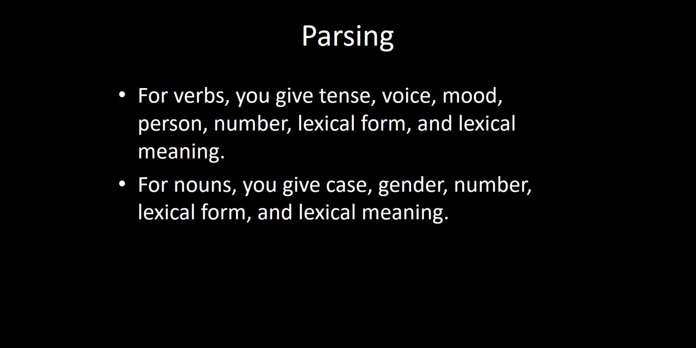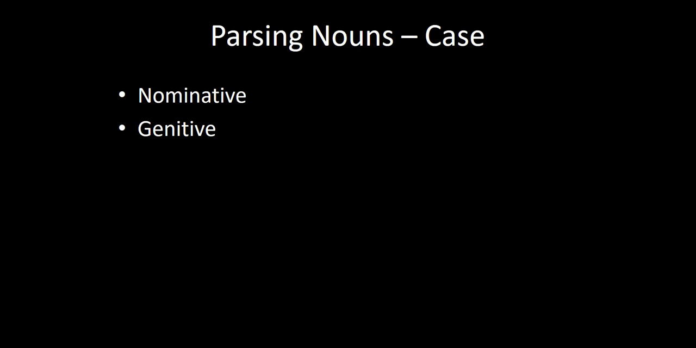They're always going to be the same, by the way, when you parse. The last two things are always lexical form, lexical meaning. Case, gender, number, lexical form, lexical meaning. Well, what could the case options be? Nominative, genitive, dative, accusative, vocative. One of those five. And we're almost never going to see vocative, so basically you've got four options.